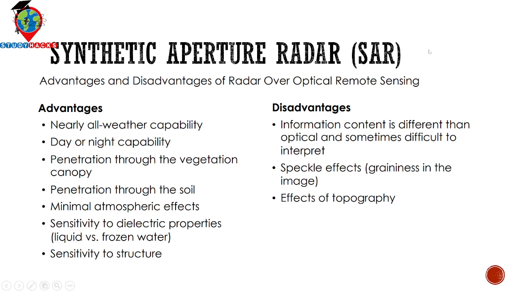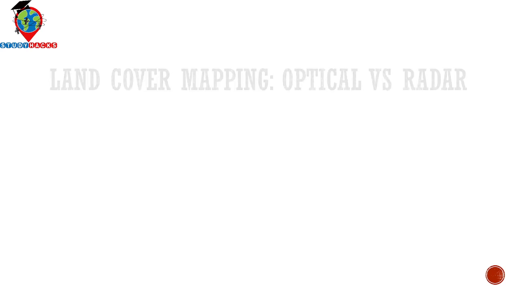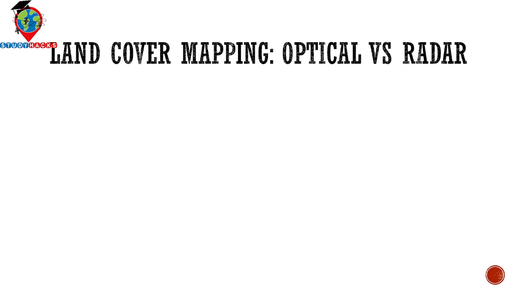The disadvantage is that the information content is different from optical and is sometimes difficult to interpret. There are also statistical effects, mainly the graininess in the imagery, and the effect of topography. We can get some shadow or other things from that. Land cover mapping, optical versus radar.